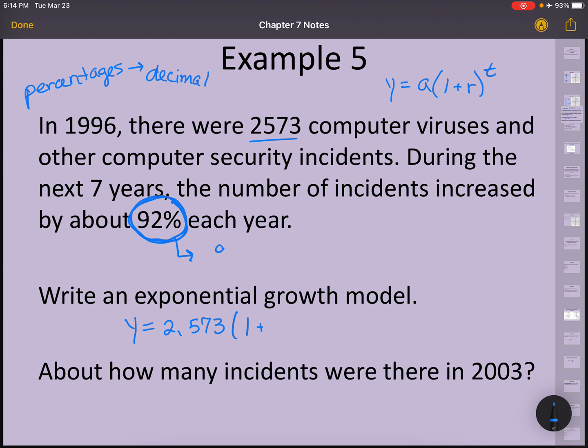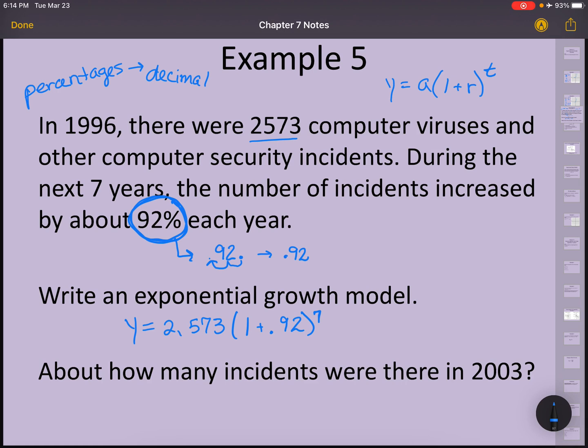So if I take 92% and put a decimal point on the end because we didn't have one in it, I'm going to move it 2 places to the left, and I'll have my decimal. So 0.92 is what I need. And T just means time in years. So my T is just going to be 7 because that's the 7 years we need.